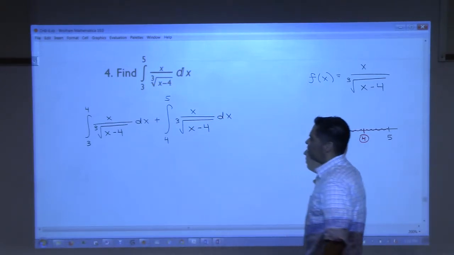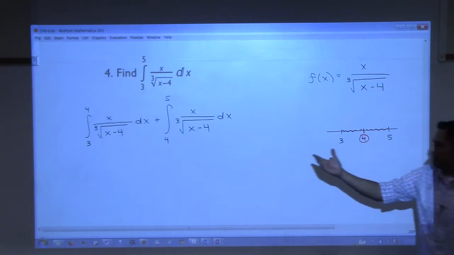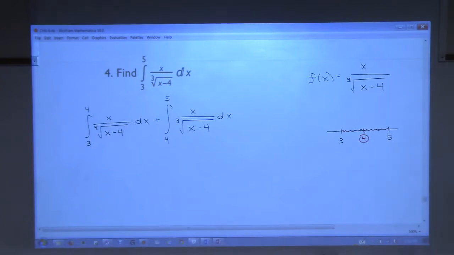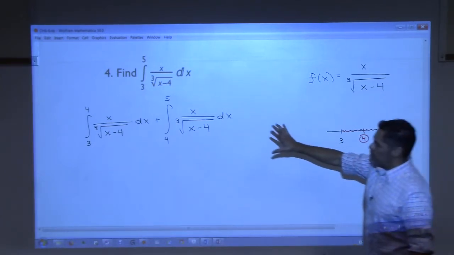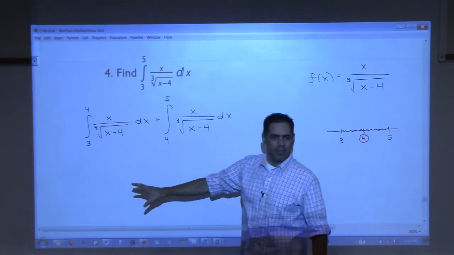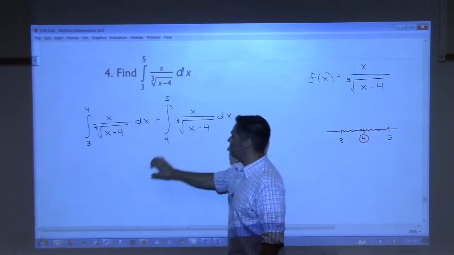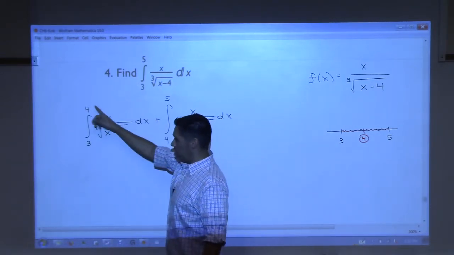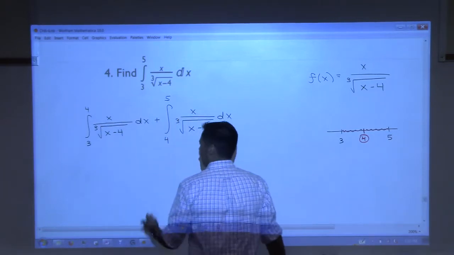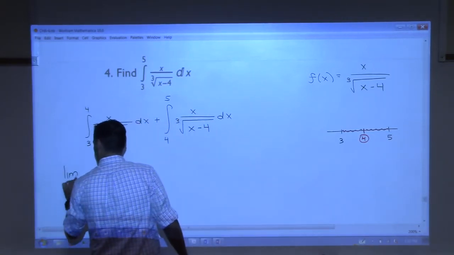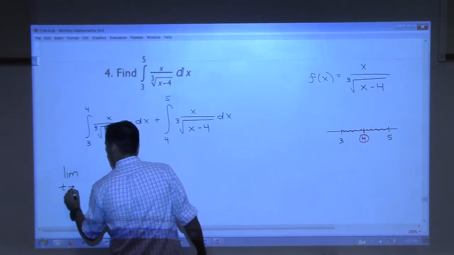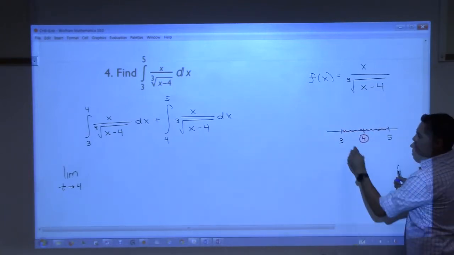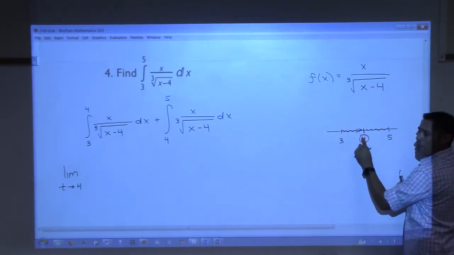And the good news is that we only have to find the antiderivative once, right? Because these are the same integrands. So finding the antiderivative will be the same. But each of these is its own limit, right? We have to do a limit for this one, and we have to do it for this one. And this one we're replacing the 4 with t, right? And we're going to let t, well, let me do it. This one's going to be the limit as t approaches 4 from which side? Left, because for the integral that goes from 3 to 4, we're approaching 4 from the left, right?